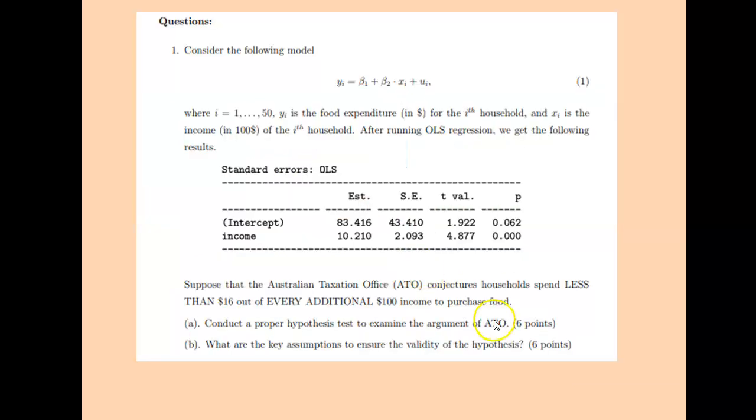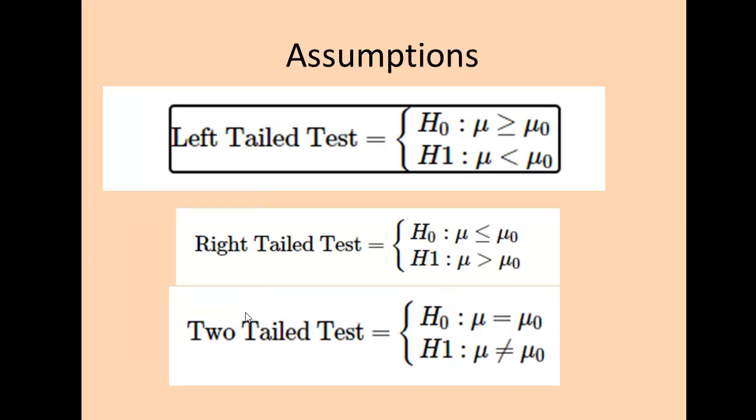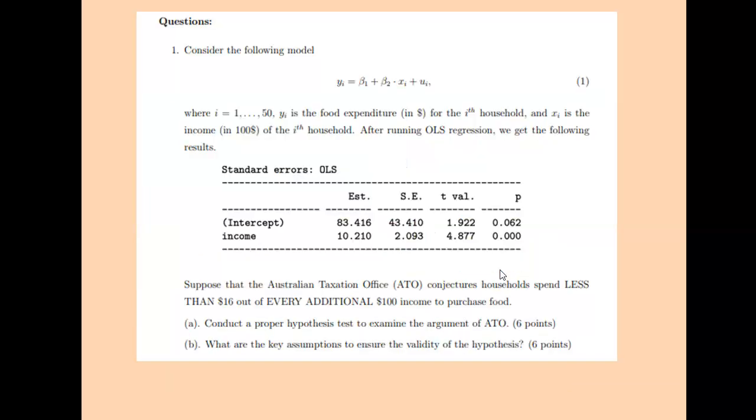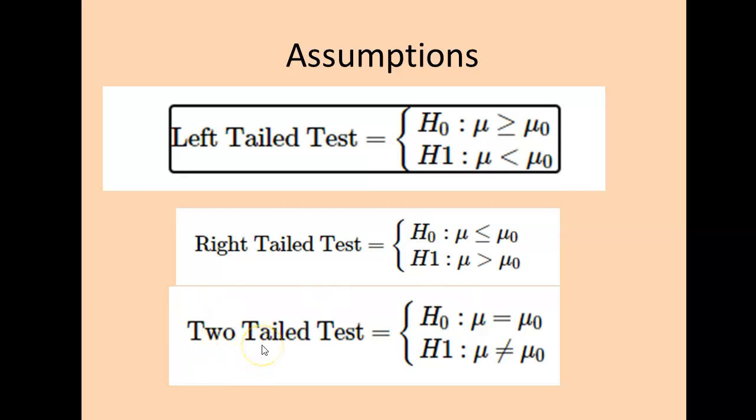But if the question is, suppose that households spend more than $16, you cannot choose the left tail test. You choose the right tail test, because for the right tail test, hypothesis 1 is more than $16. So $16 is always on the left side here. But if the question is, suppose that households spend equal to $16 every month, for that assumption you need to choose the two-tailed test, because hypothesis 1 could be $16 or it could be more or less than $16.